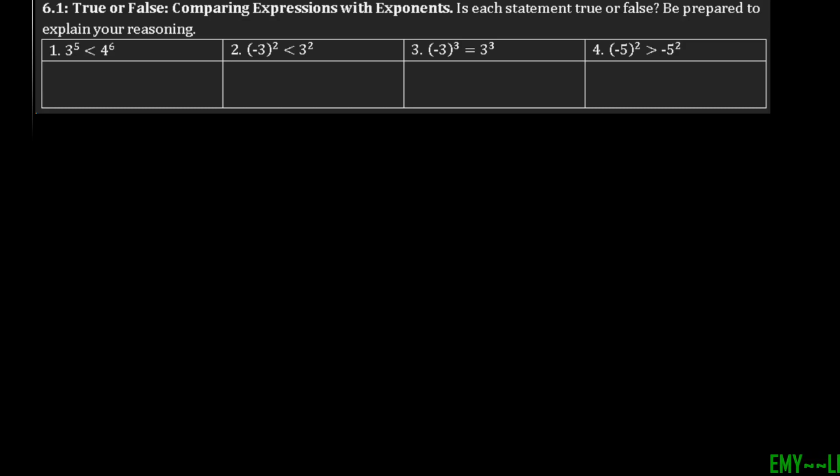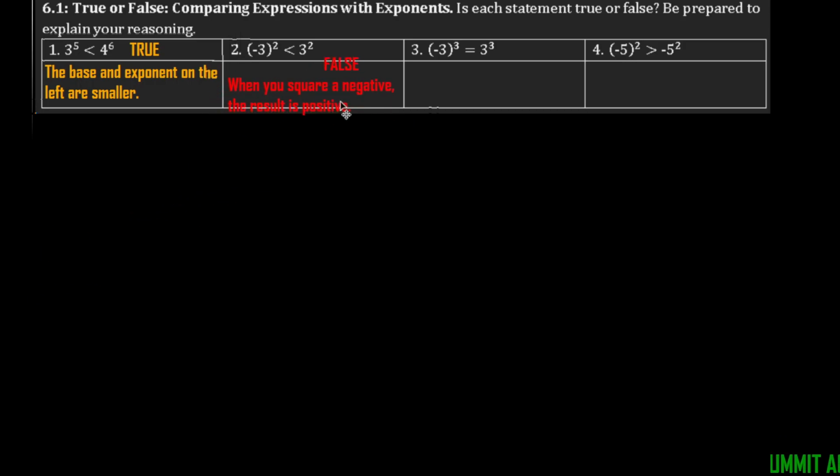First part, true or false, comparing expressions with exponents. Is each statement true or false? For number 1, it says 3 to the 5th power is less than 4 to the 6th power. And this is going to be true, and it says the base and the exponent on the left are smaller. So if we were to get those values, we would say that this is going to be less than 4 to the 6th power.